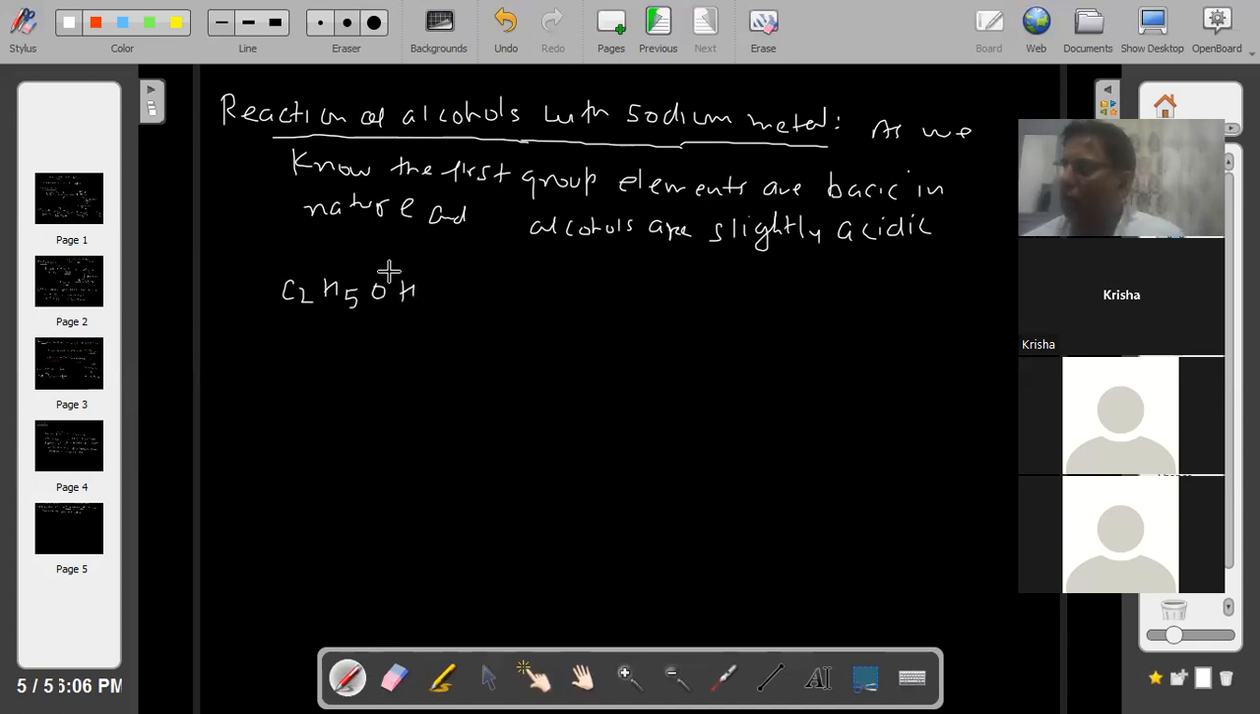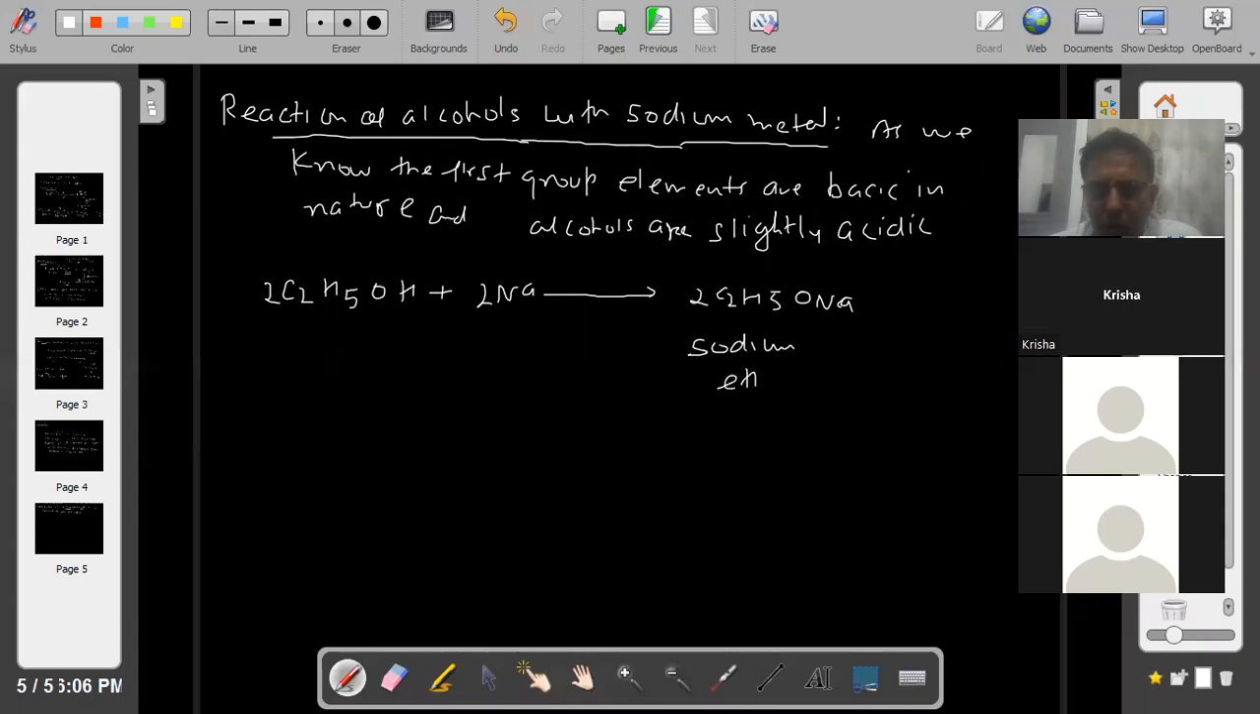C2H5OH plus 2Na. It is basic in nature. Then you will get 2C2H5ONa. That is sodium ethoxide, you got it. Plus, you will get a certain amount of hydrogen in gaseous form.